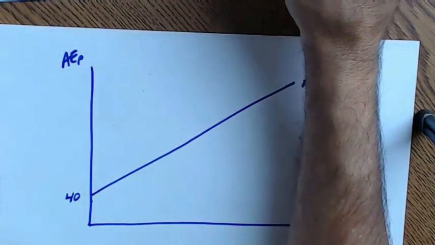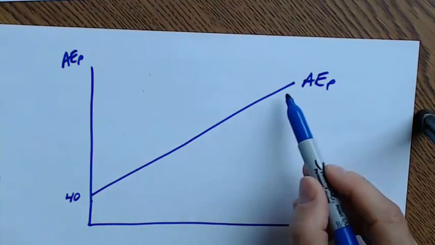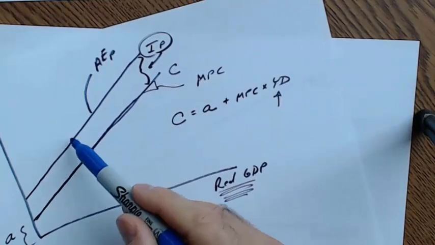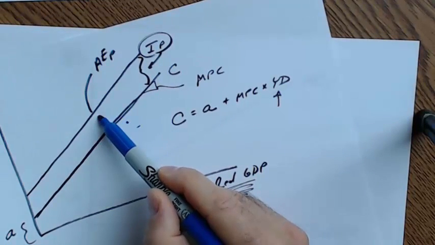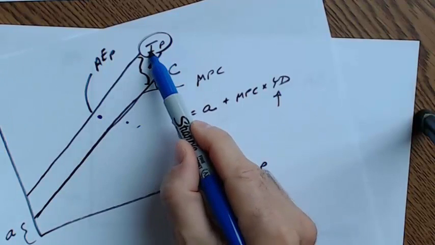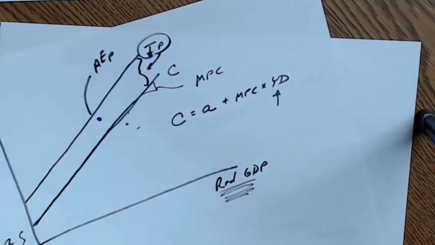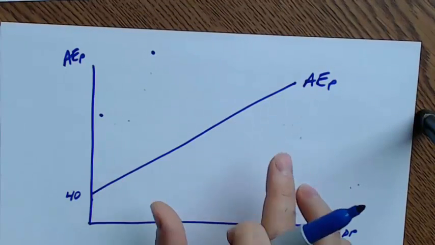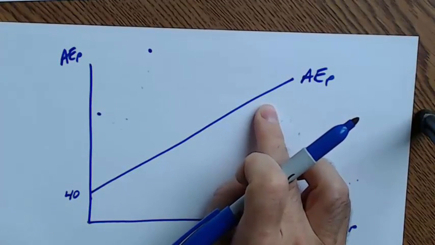And the slope of this, you can figure out the slope, you can look at it, it's going to be the same slope as the marginal propensity to consume, because it's parallel. Remember I showed you here, it's parallel to this line. The consumption line is parallel to the AEP line, because inventory that's planned, investment that's planned, is constant. So they have the same slope. The slope is the same as the MPC, is what I'm trying to say.